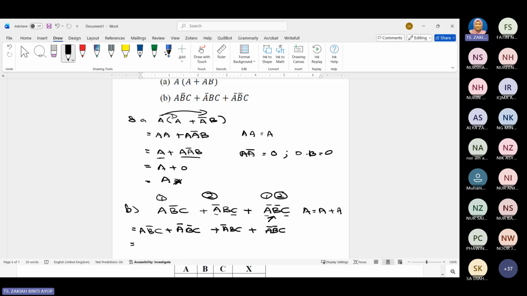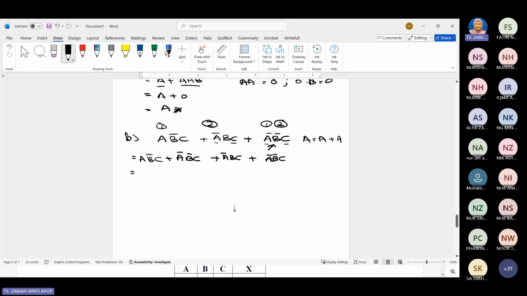Now we can pair it together. You can factorize it. What do we need to do? The similar one will be outside. The not similar one will be inside the bracket. Now, this one is similar, B bar C. So B bar C, and put a bracket A plus A bar. Do the same for the other pair. This time it is A bar and C that are similar, so A bar C, and inside the bracket will be the ones that are not the same, B and B bar.